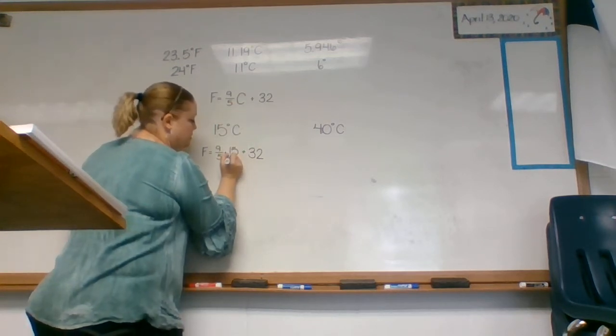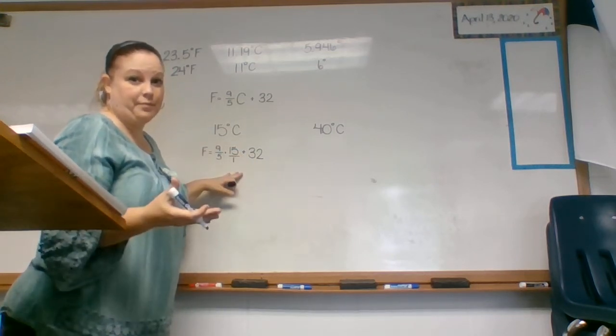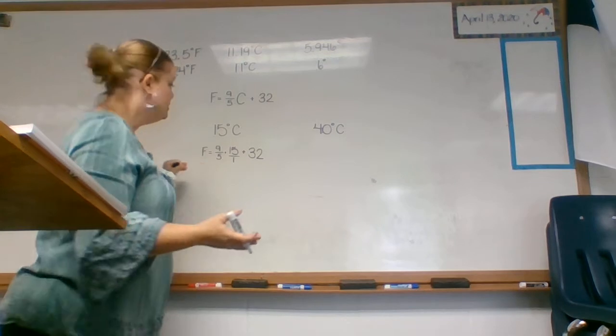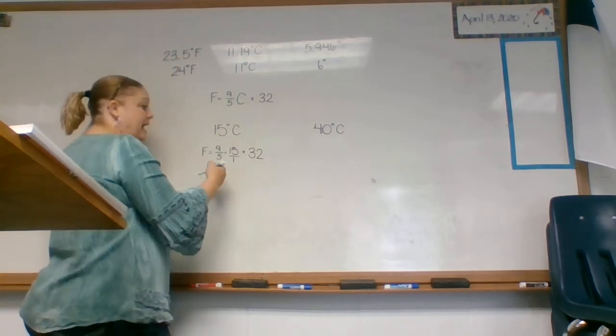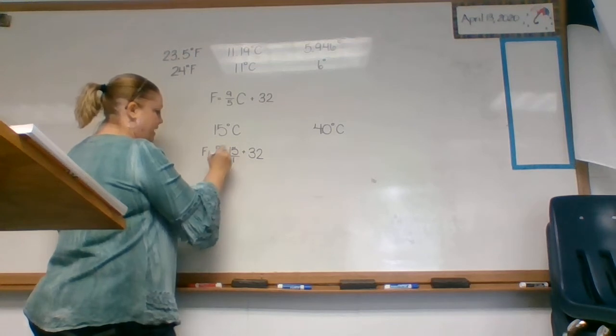Now I know when I'm multiplying fractions, I'm going to have to make this an improper fraction by putting it over 1 so that I can multiply properly. And of course, always look for cross canceling. I can divide by 5.